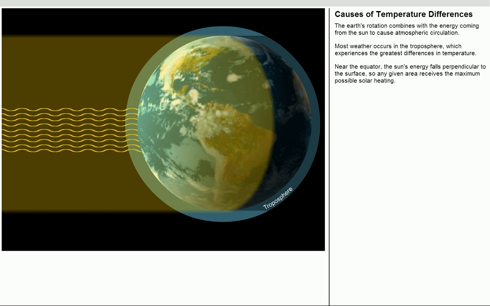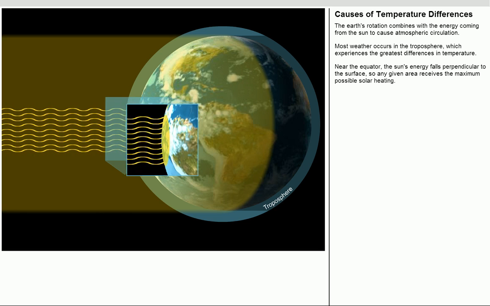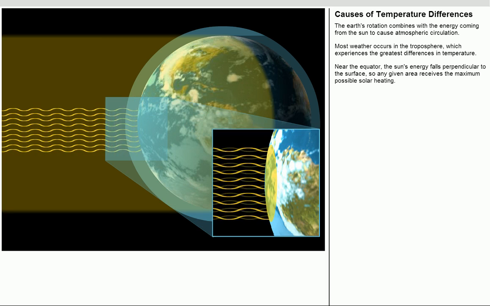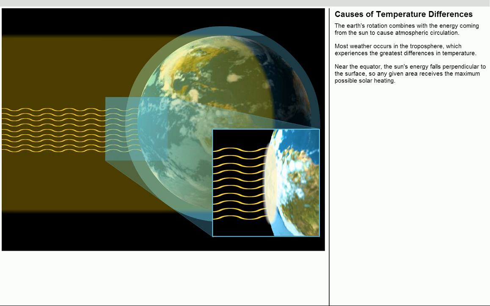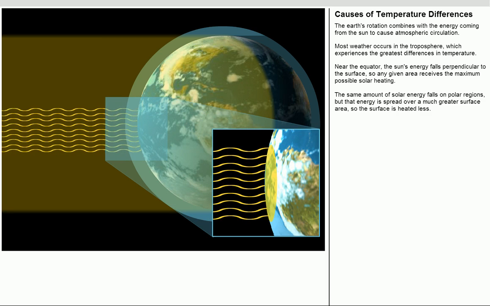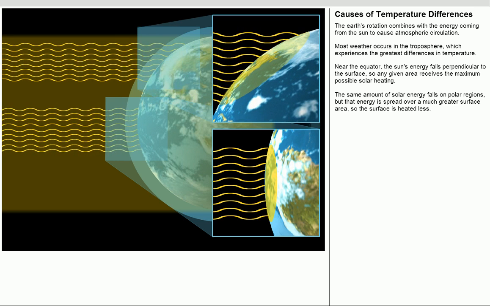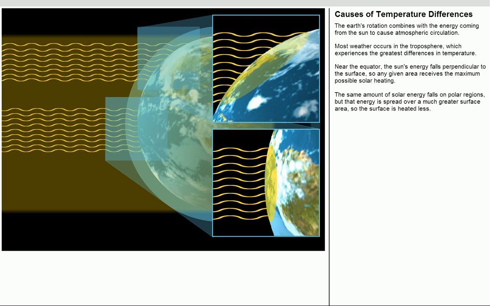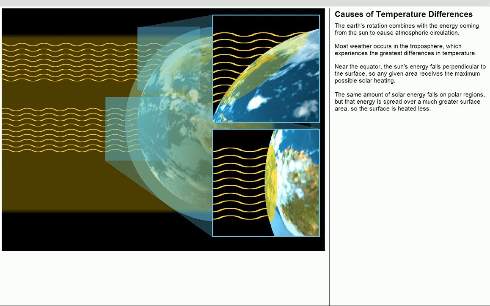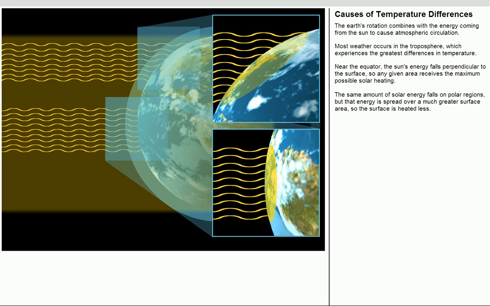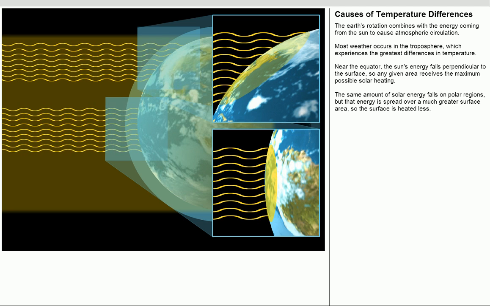Near the equator, the Sun's energy falls perpendicular to the surface, so any given area receives the maximum possible solar heating. The same amount of solar energy falls on polar regions, but that energy is spread over a much greater surface area, so the surface is heated less. This is one reason the poles are so much colder than the tropics.